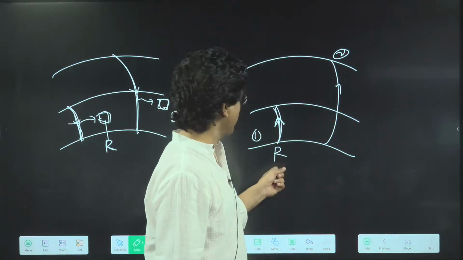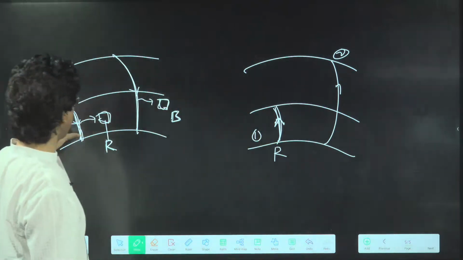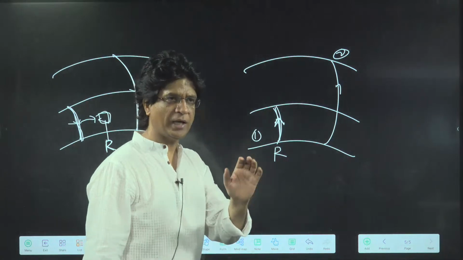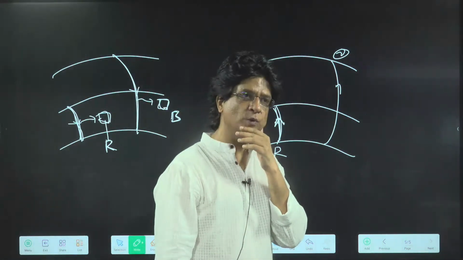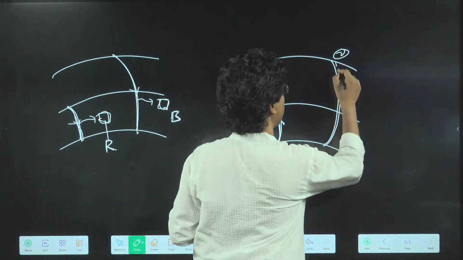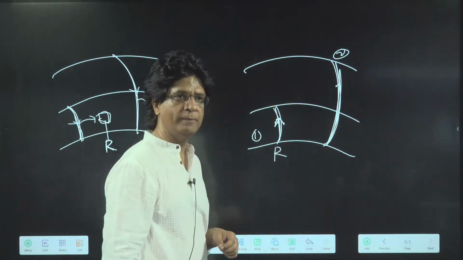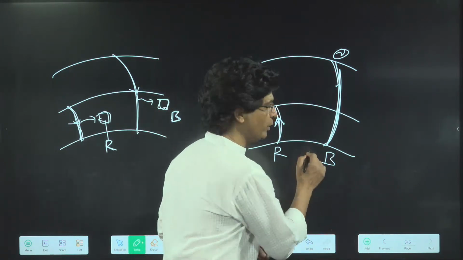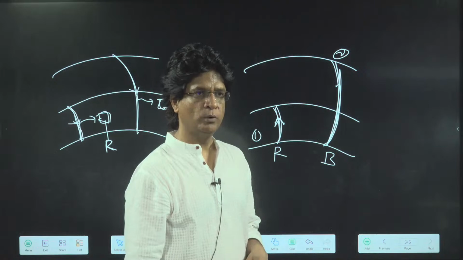Red will be absorbed. This energy belongs to red color. Each color has an energy, right? E equals h nu or hc upon lambda. And which photon will be absorbed here? I believe blue color will be absorbed.